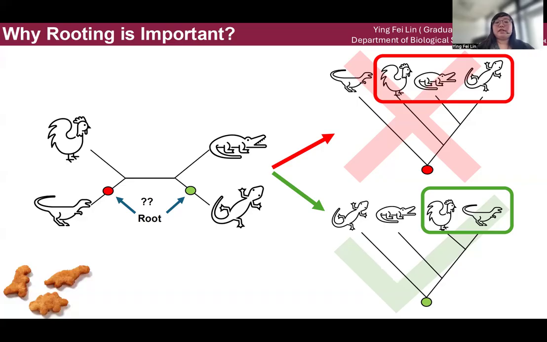If we correctly use the lizard branch as the starting point, then we will recover the true evolutionary story, meaning that chicken is closest to dinosaur like siblings, crocodile is next, like a cousin, and lizard is the distant outgroup. That's why placing the root correctly is essential, because it can tell you very different stories. Next slide, please.